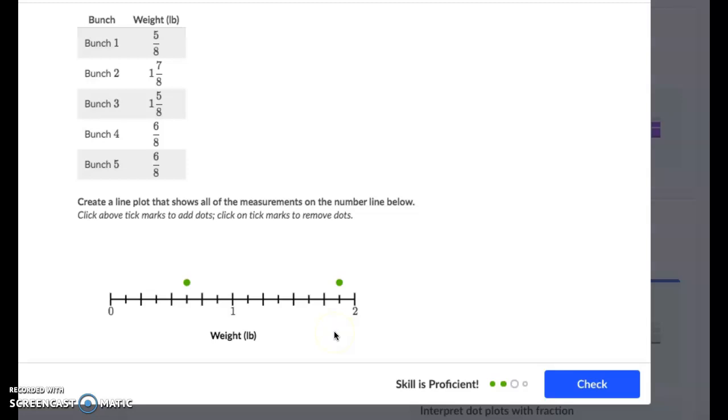Bunch 3 is at 1 and 5/8. So here's 1 and then 1/8, 2/8, 3/8, 4/8, 5/8, and put a dot. Bunch 4 is at 6/8. 1/8, 2/8, 3/8, 4/8, 5/8, 6/8. And then lucky for us, bunch 5 is also at 6/8, so we can just add another dot right on top of that one.